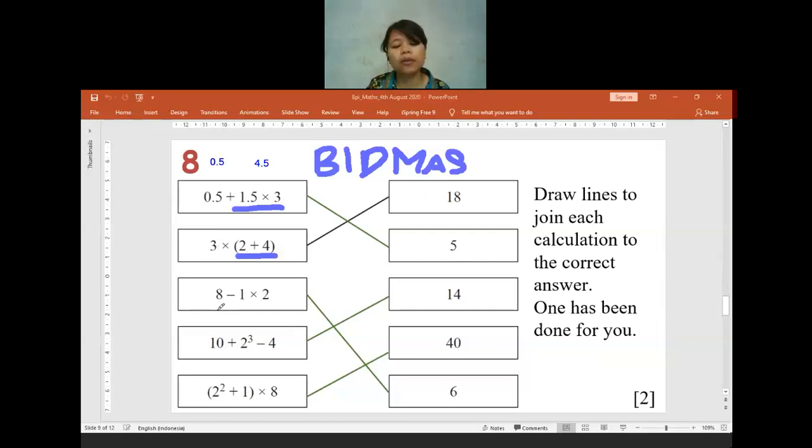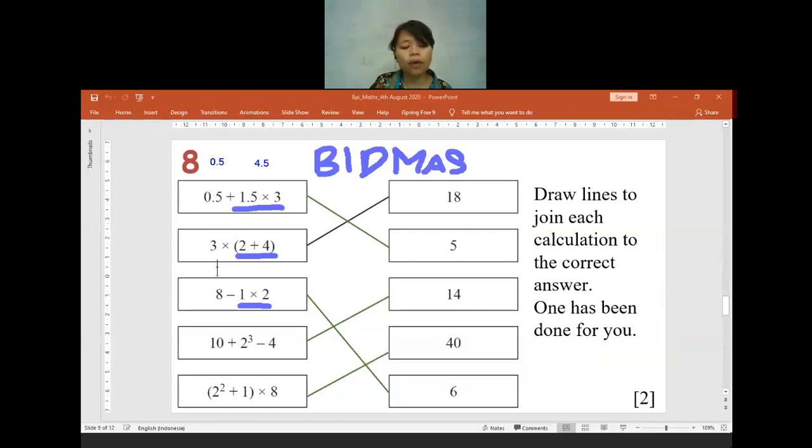And then for the third box, we have subtraction and also multiplication. We do multiplication first. So we will read it as 8 minus 2. 8 minus 2, the answer equals 6. That's why I connect it with number 6.